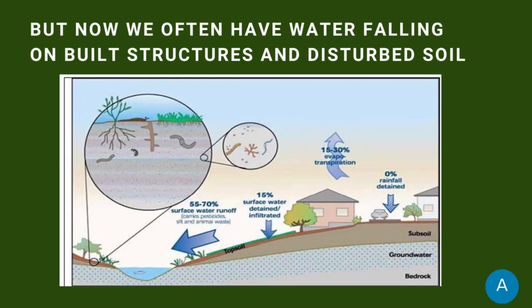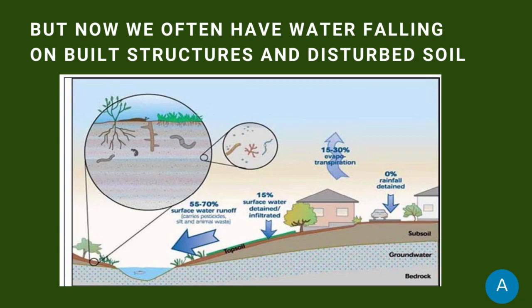In comparison, on landscapes with built structures and disturbed or compacted soils, we have very limited amounts of rainwater that is able to be detained and or infiltrated into the soil, leading to a much greater amount of water that contributes to runoff. This can be anywhere from 55 to 70% depending on your property. This means water will be flowing faster across your property, increasing the rate of erosion and carrying away more chemicals and nutrients from your fields and yards. This leads to even less water being released back into the atmosphere.